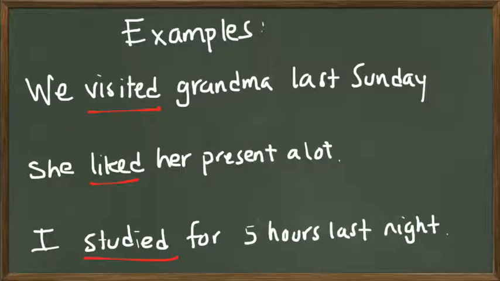Number 2, she like her present a lot. She liked her present a lot. As you can see, the difference is just very small, but it's there. Number 3, present. I study for 5 hours last night. Past. I studied for 5 hours last night. Okay, so the sound is there. It takes a little while to identify and notice, but practice will lead you to a good English pronunciation.